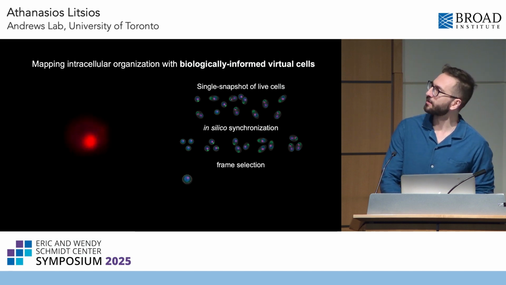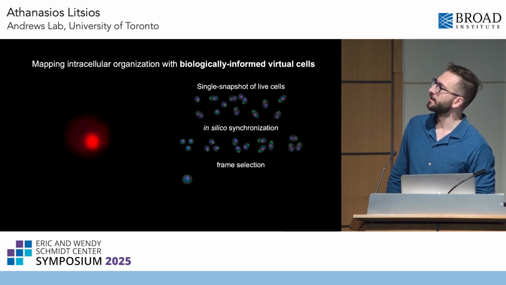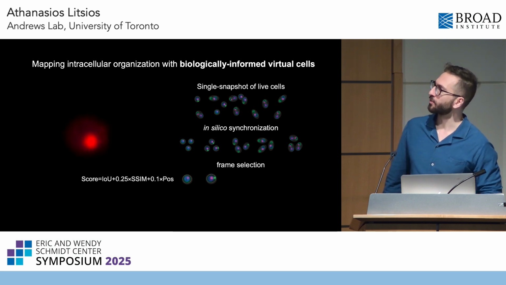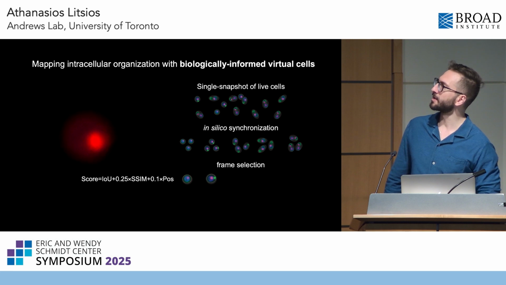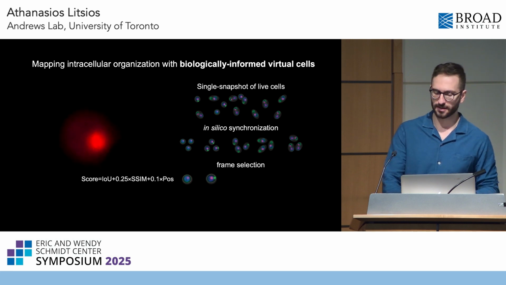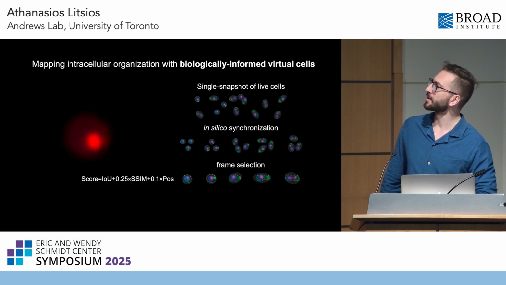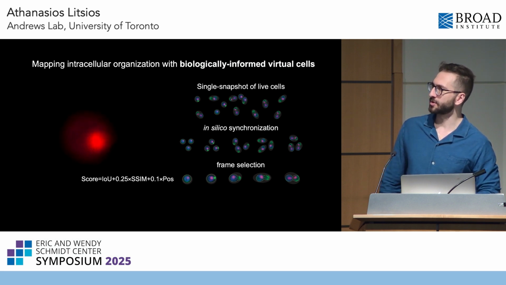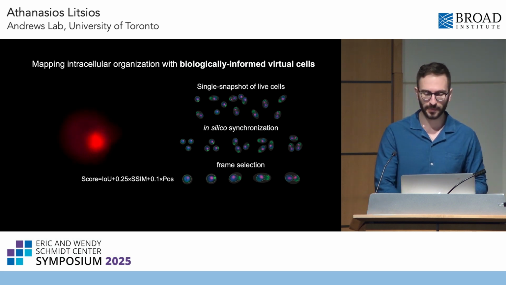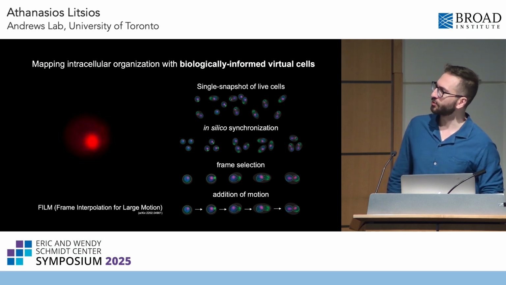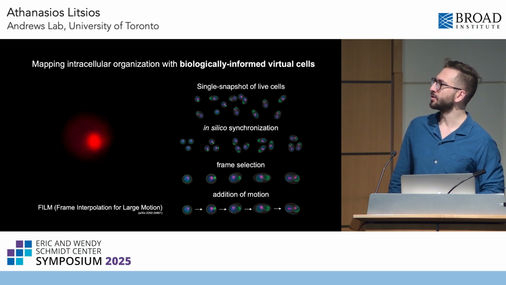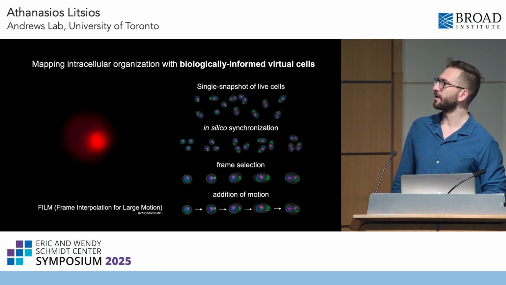And then for each video we start by randomly selecting a cell from the first cell cycle stage, and then we use a score based on 3 image similarity metrics to select the next real cell in the pool from the next cell cycle stage, and we do that iteratively until we end up having selected images for each of the cell cycle stages. And then we use a pre-trained deep learning model, FILM, to add motion in between these frames.